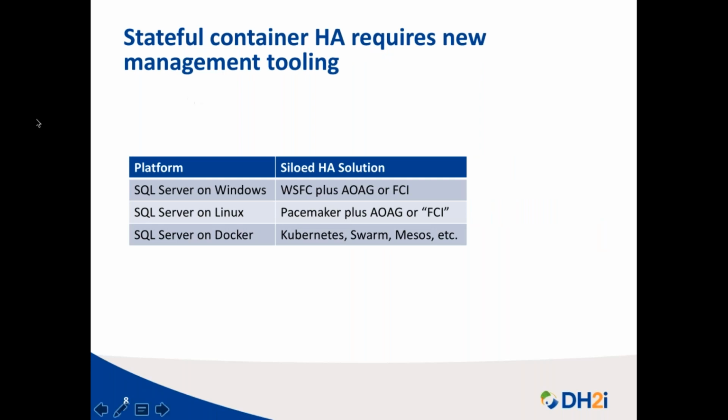So with SQL Server on Windows, you have oftentimes a requirement to maintain instance level high availability. In order to do that, you need to set up Windows Server Failover Cluster and then add either, I guess, an Always On availability group and/or a failover clustered instance to that Windows Server Failover Cluster. Okay, a lot of us know how to do that, and so that's great.